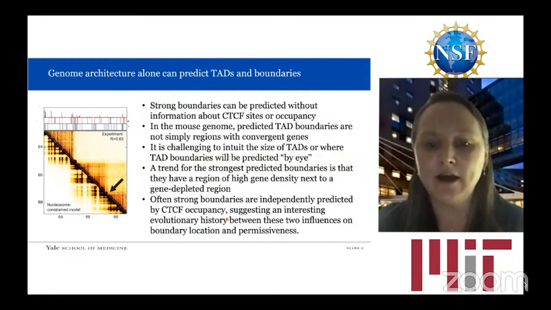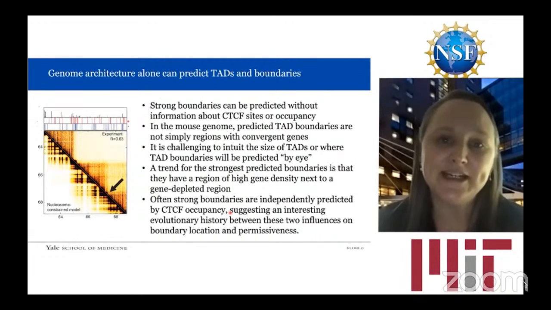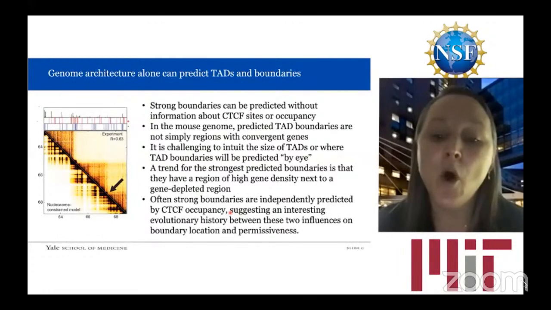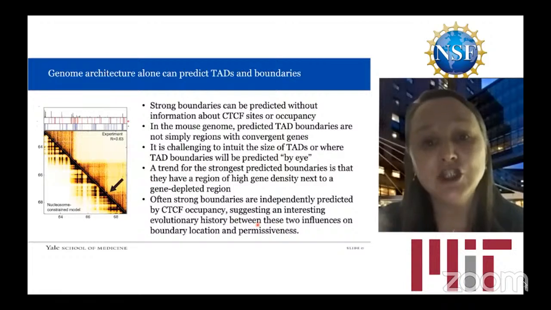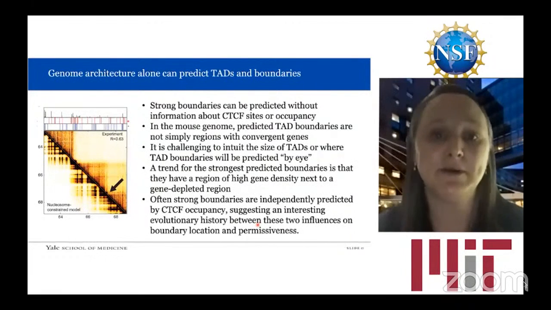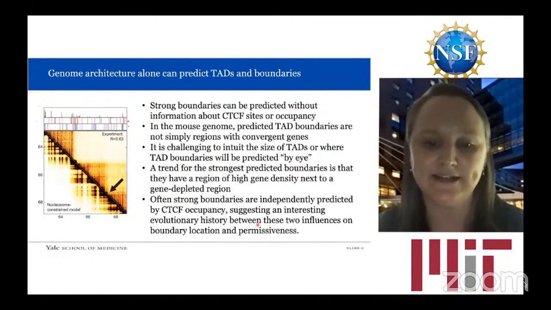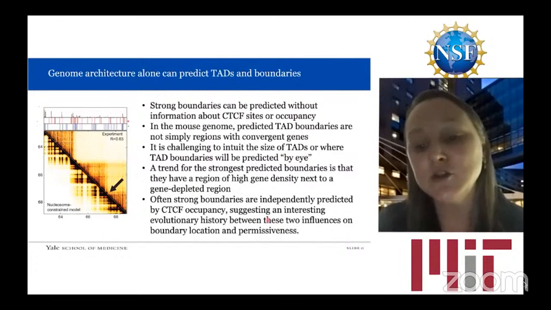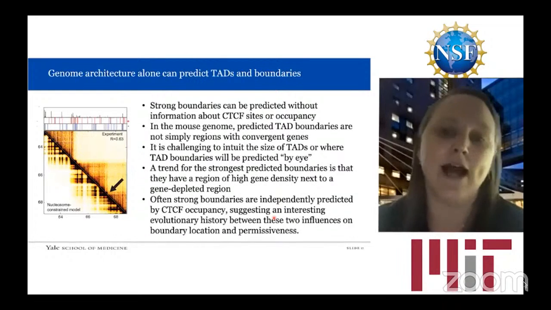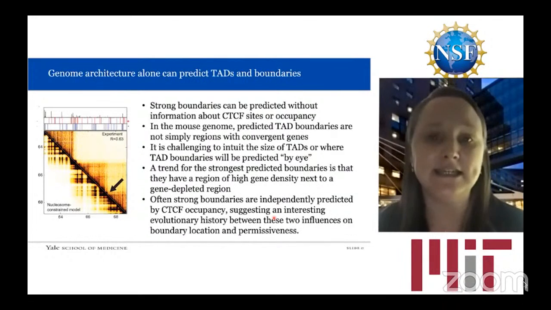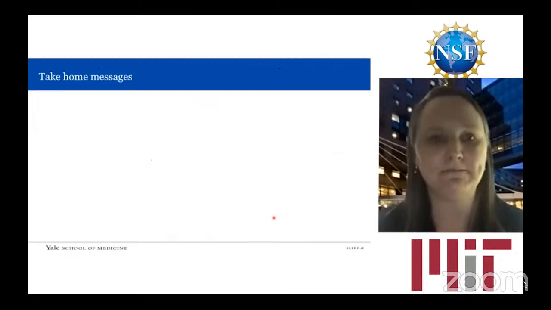And lastly, one thing that we think is very interesting is that because we do predict many of the same boundaries with either the nucleosome constrained model or with the CTCF model, there's an interesting relationship evolutionarily between the reinforcement of these two potentially independent activities. And for us, this is also important because fission yeasts don't have CTCF, and so we need to understand how TADs can arise in the absence of at least CTCF-dependent boundaries.